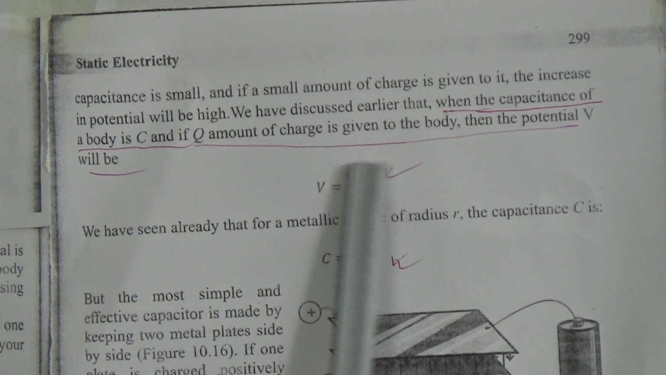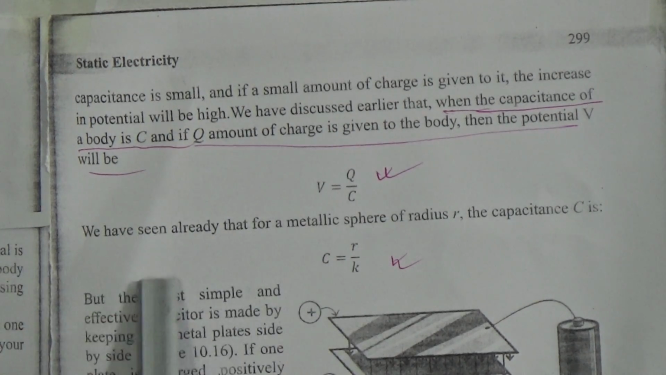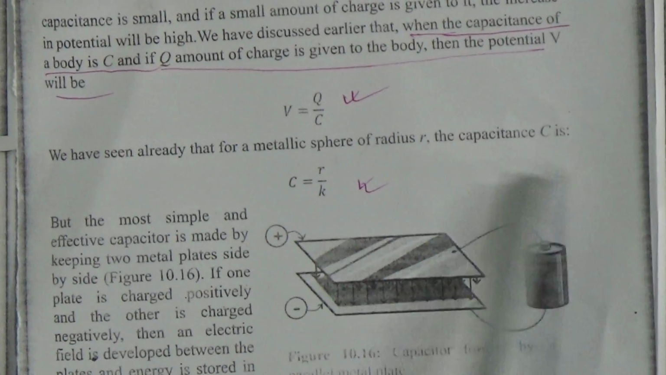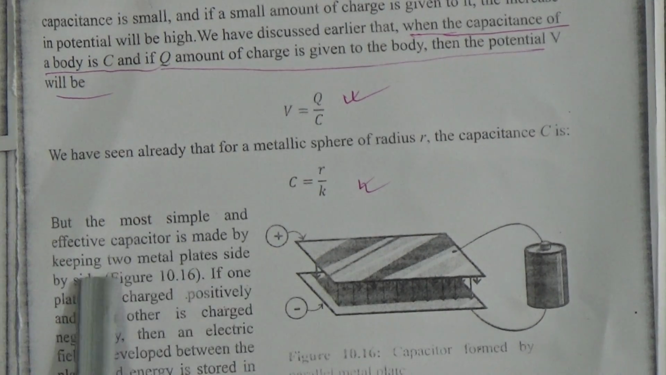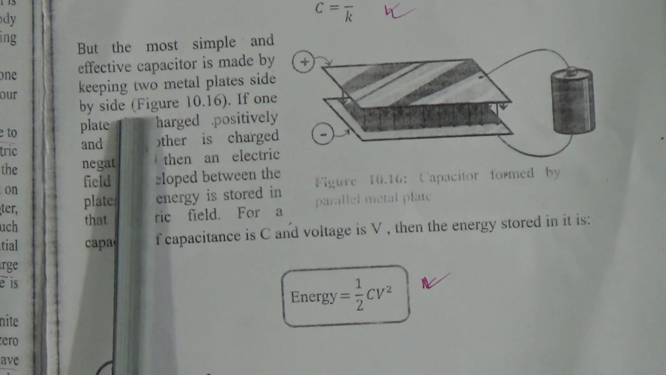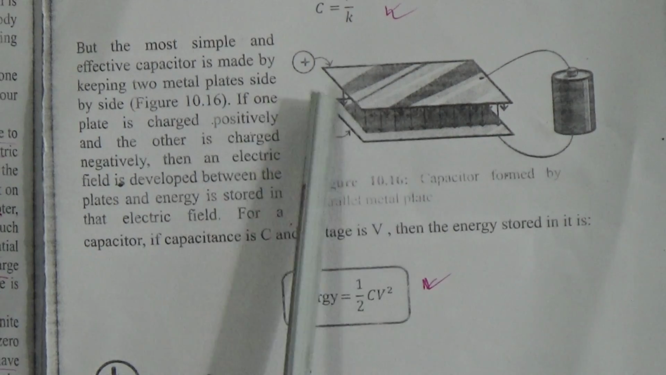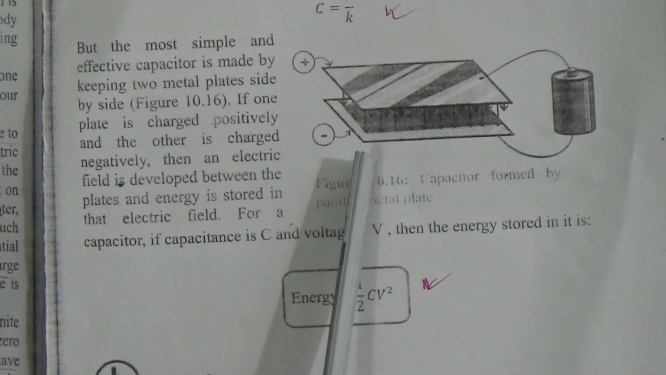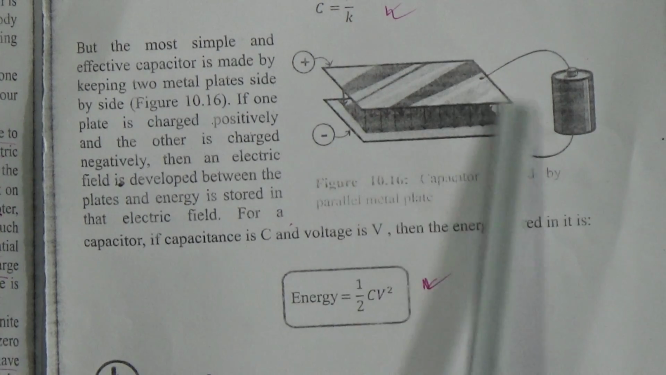This is also a formula, and you have to learn this formula to solve mathematical problems. We have seen already that for a metallic sphere of radius r, the capacitance C is C equals r divided by k. But the most simple and effective capacitor is made by keeping two metal plates side by side, as given in the figure. If one plate is charged positively and the other charged negatively, then an electric field is developed between the two plates and energy is stored in the electric field.